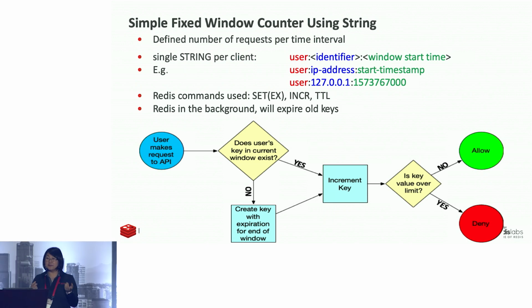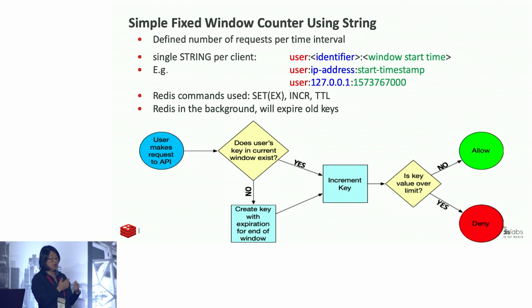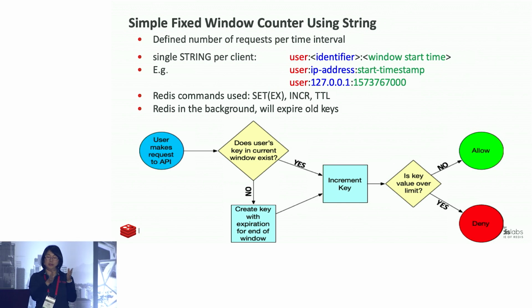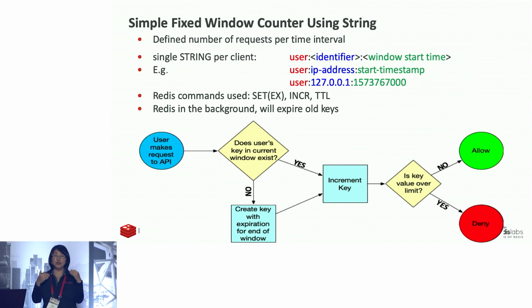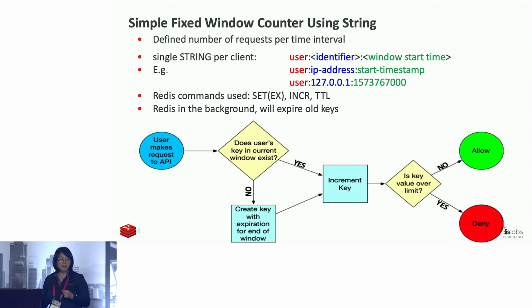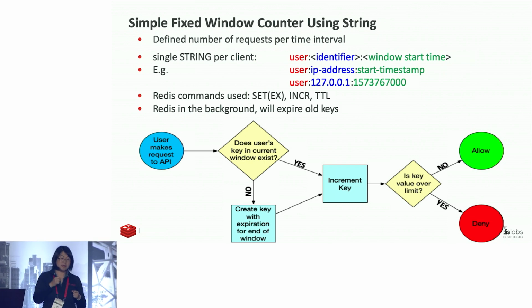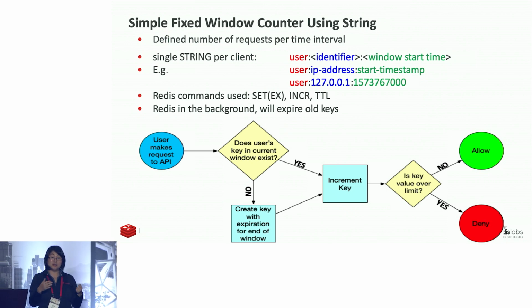In terms of identifying the user, we chose a key of user, :identifier, and then a start time. In this example, we have a user, an IP address, and a start timestamp. Specifically, user: is saying this is a user key, the IP address of the user is 127..., and then here is my Unix timestamp. Then we're going to use some really basic commands, set or setex, for the existence, incurs, and TTLs to enforce this particular kind of rate limiter. We'll also rely on Redis to handle all the expiry.